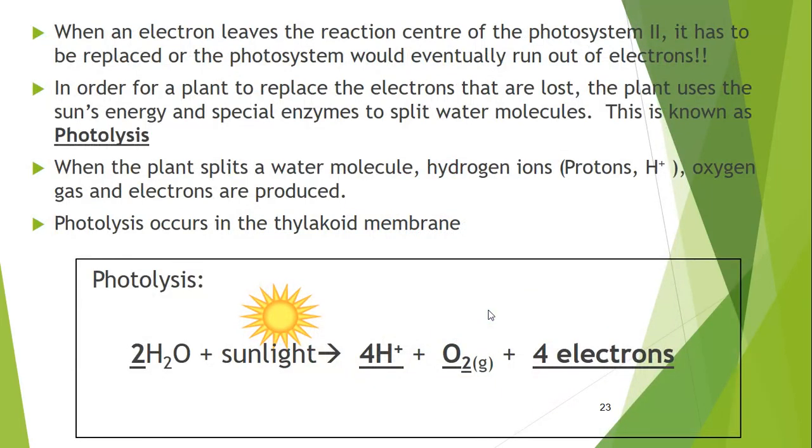Now, plants need a steady supply of water because once that electron gets launched out of the reaction center, photosynthesis would halt unless we had another electron to replace it. So plants have a special way of replacing those electrons. They have special enzymes that can take a water molecule and cut the water molecule apart.